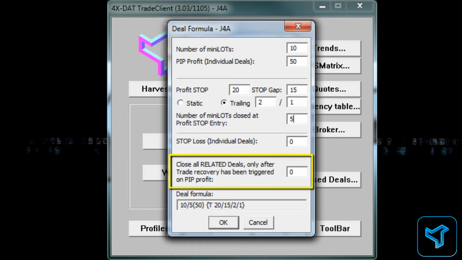Now, the trade recovery option is a defensive option that uses a simple dollar cost averaging strategy to recover our trade and help us get out with whatever profit amount we specify here.